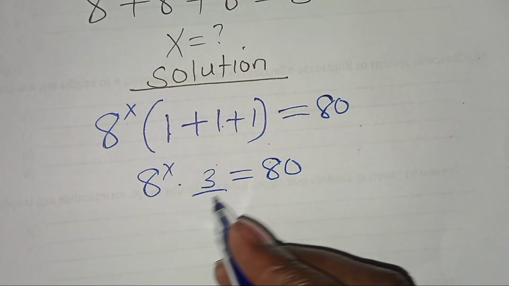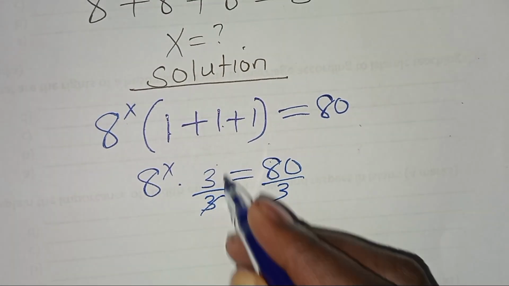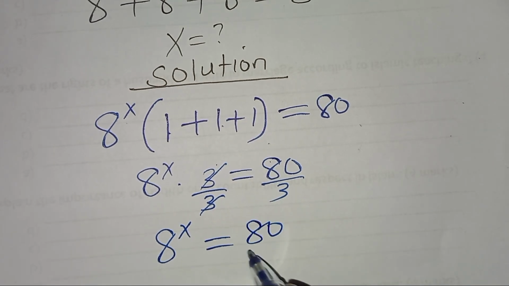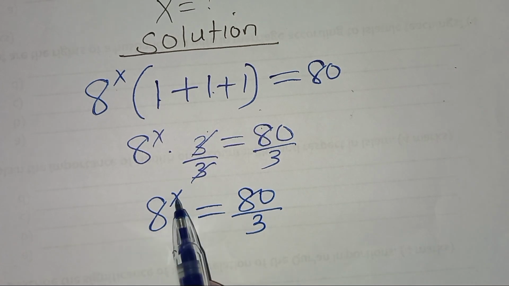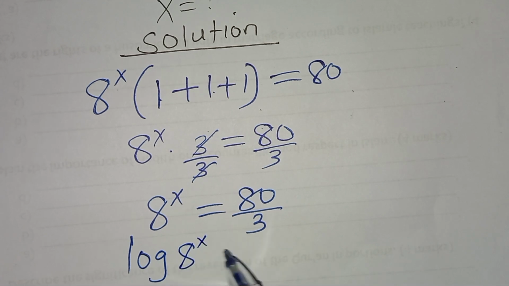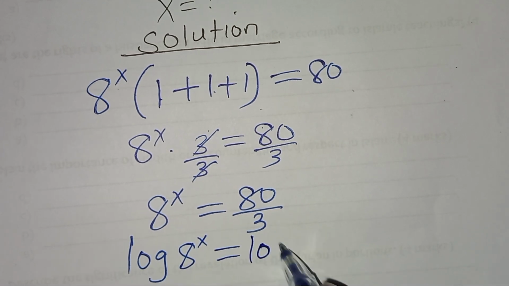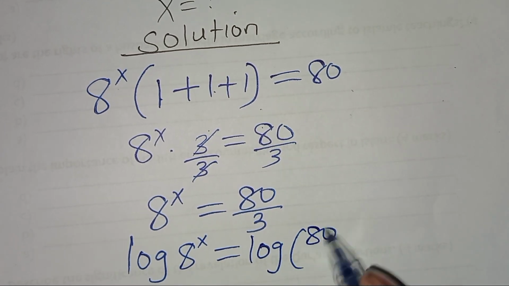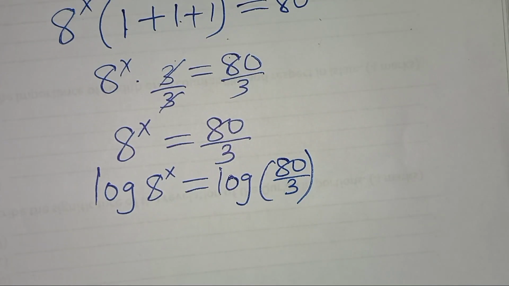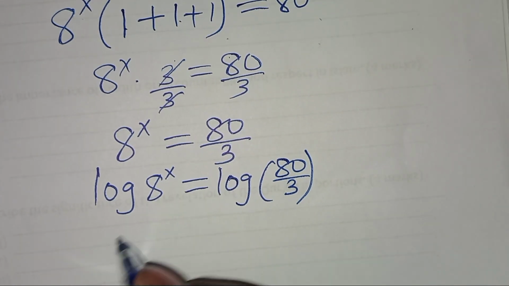Now let's divide both sides by 3. So that now we'll have 8 to the power x equal to 80 divided by 3. To solve for the value of x here, let's introduce the natural logarithm on both sides so that you'll have log 8 to the power x equal to log 80 divided by 3.